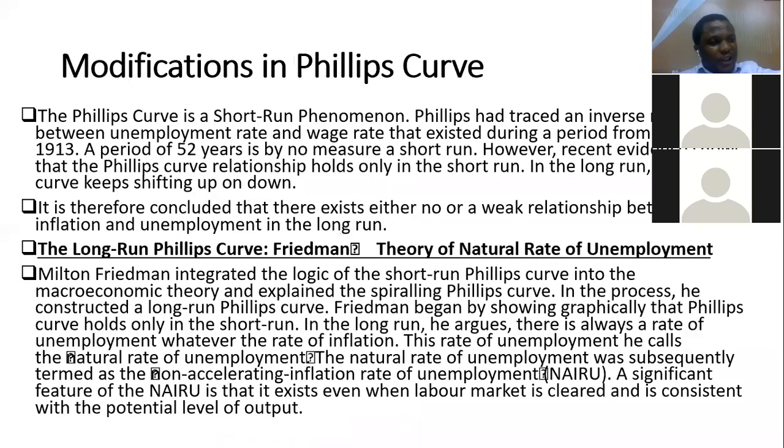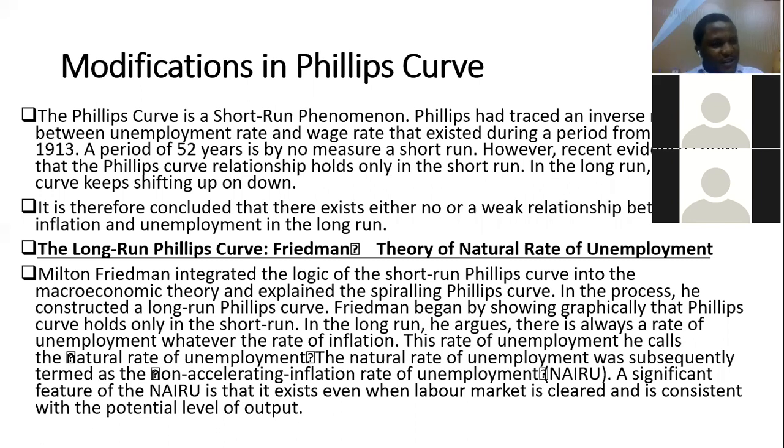So we have modifications in the Phillips curve. People came to discover that the Phillips curve in the long run is upward sloping and not inverse. They now conclude that the Phillips curve is a short-run phenomenon. You extensively deal with this in your year 4. They conclude that the Phillips curve is a short-run phenomenon.